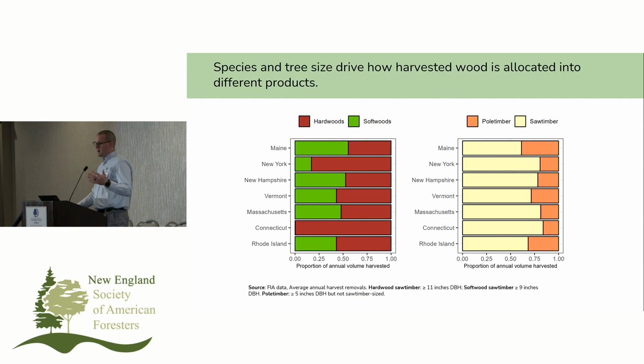Now, all that wood is different shapes and sizes, so it can be different in terms of the species composition. That's the graph you see on the left. What hardwoods are being taken out? What about softwoods? And then different sizes, and that's the graph on the right, looking at pole timber and saw timber removals from the 7 states in the Northeast. And so species and tree size really drive how harvested wood is allocated into different products.